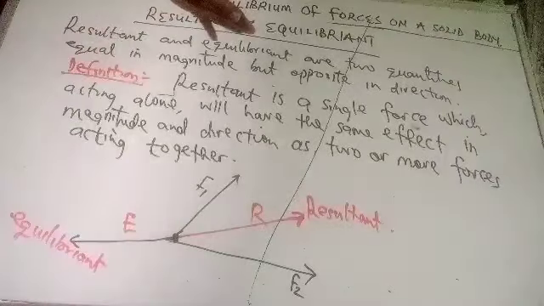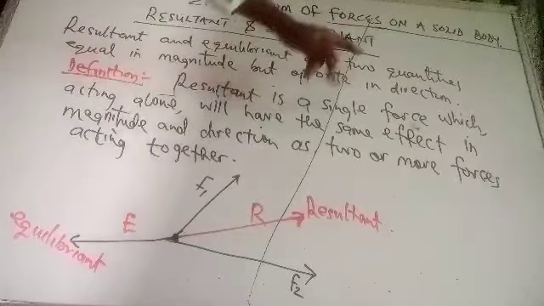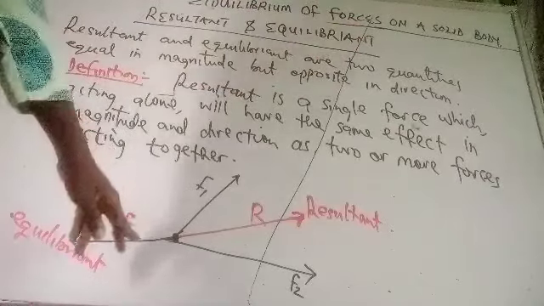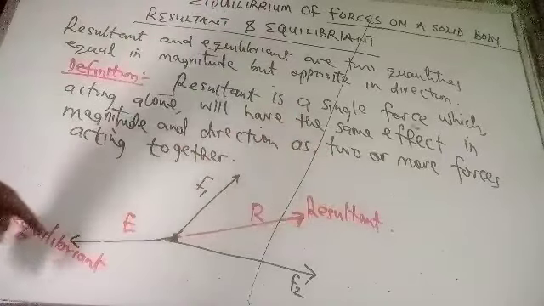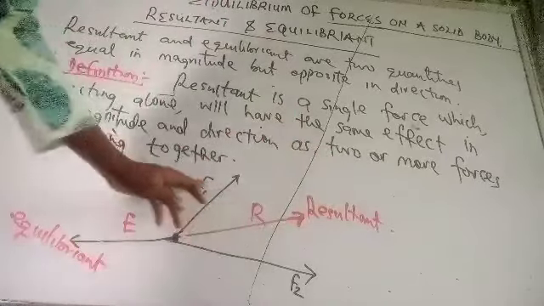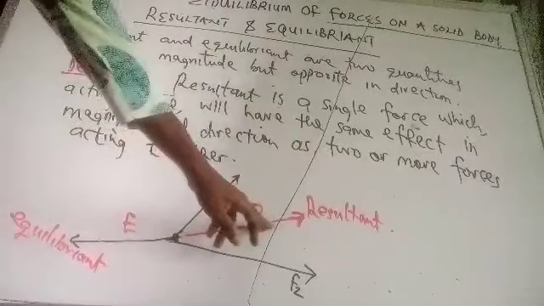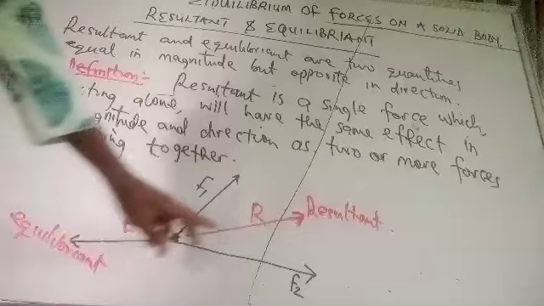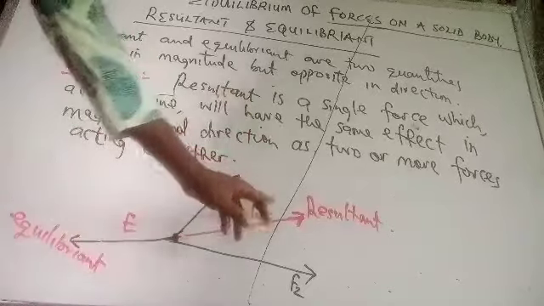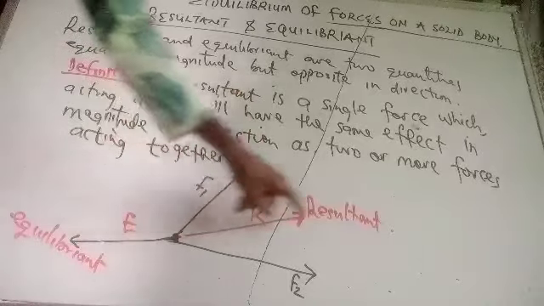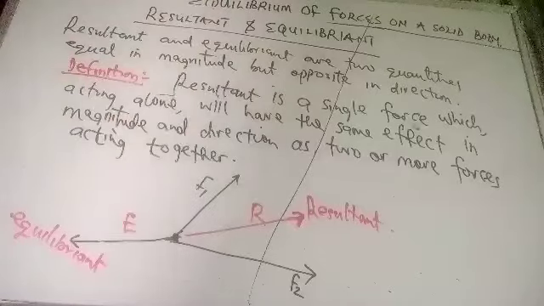Resultant and equilibrant are two quantities equal in magnitude but opposite in direction. As you can see in this diagram, look at the direction of the resultant and the direction of the equilibrant of these two forces, F1 and F2. You can see that they are equal in magnitude, that is, they have equal size. If this is 10 Newton, this will be 10 Newton. If it is 5 Newton, this will be 5 Newton. But if this one is positive 5, this one will be negative 5, because their directions are opposite.